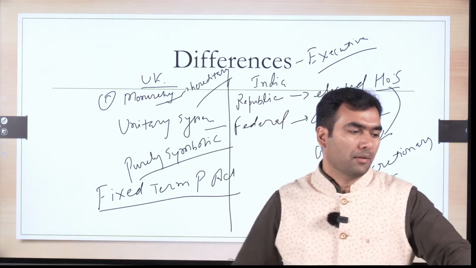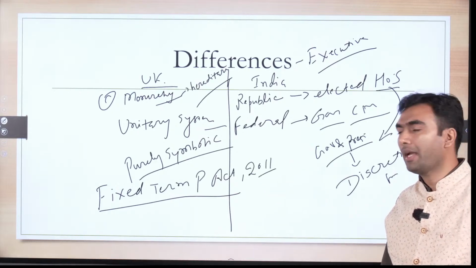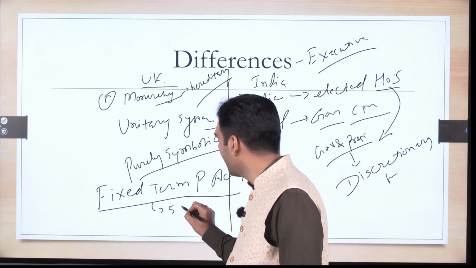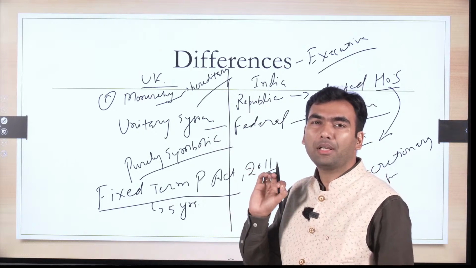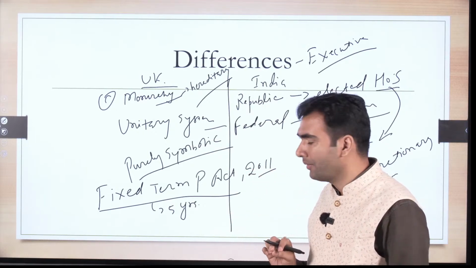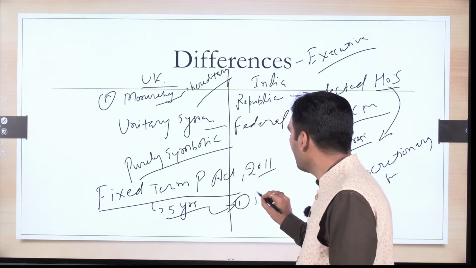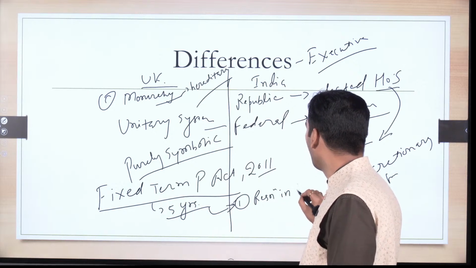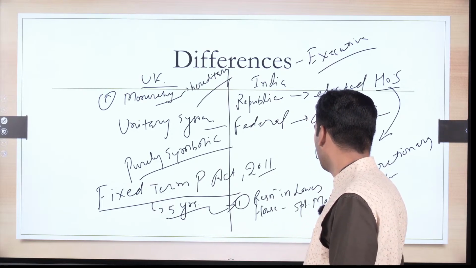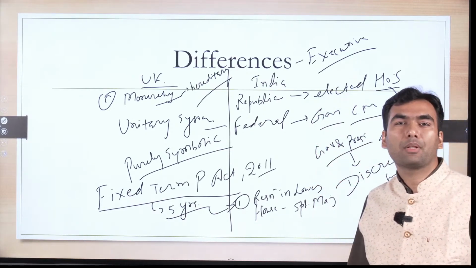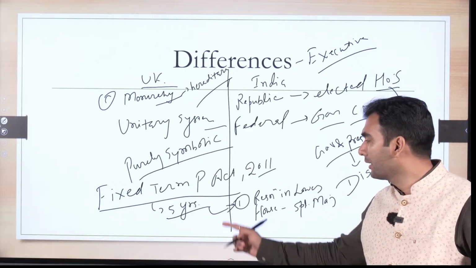To get rid of it, in 2011, this Fixed Term Parliament Act was passed. As per this act, the Parliament will have a fixed term of 5 years, and any election in between will happen only in exceptional circumstances. And what are those exceptional circumstances? The first is that a resolution in the lower house is passed with a special majority. A special majority is 2/3 majority. So if the lower house passes a resolution with a special majority that a pre-term election is needed, then only can an election be conducted before 5 years.